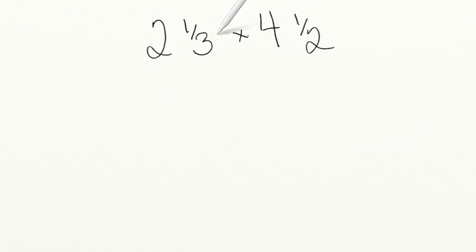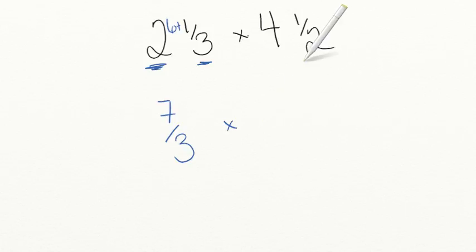Let's try multiplying these two mixed numbers together by converting them into improper fractions. Remember, step 1, multiply your whole number times your denominator. 2 times 3 equals 6. Step 2, add that number to your numerator. 6 plus 1 equals 7. So 2 1/3 is equivalent to 7/3.